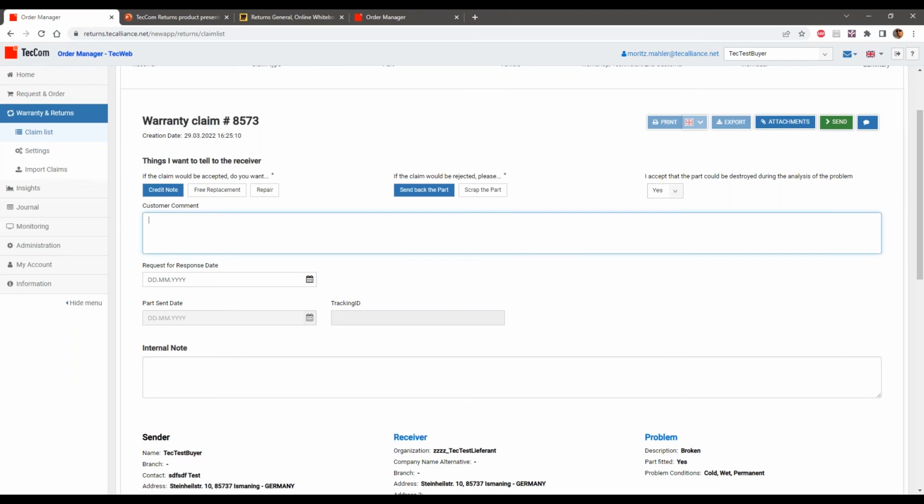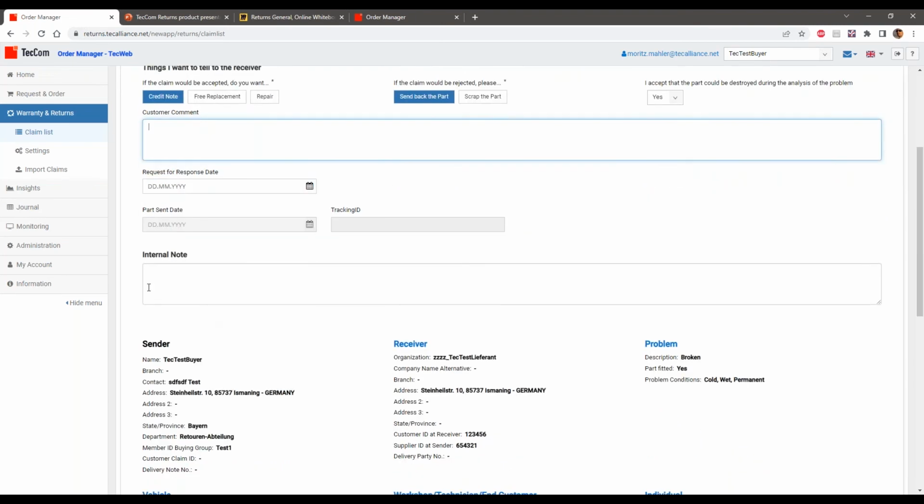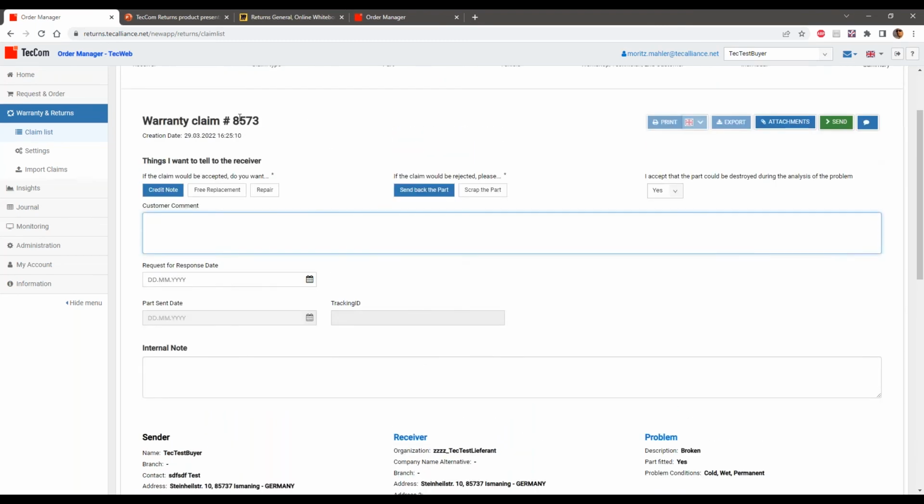Customer comment: you can write a novel here if you want, and tell the customer what you want to say, which you haven't said yet. We have some other fields, like part send date after sending the part. We have the internal note, which is really interesting for you because you can save this information on the claim just for your company. Everything you want to say about this claim will stay at this claim, but only visible for your organization.